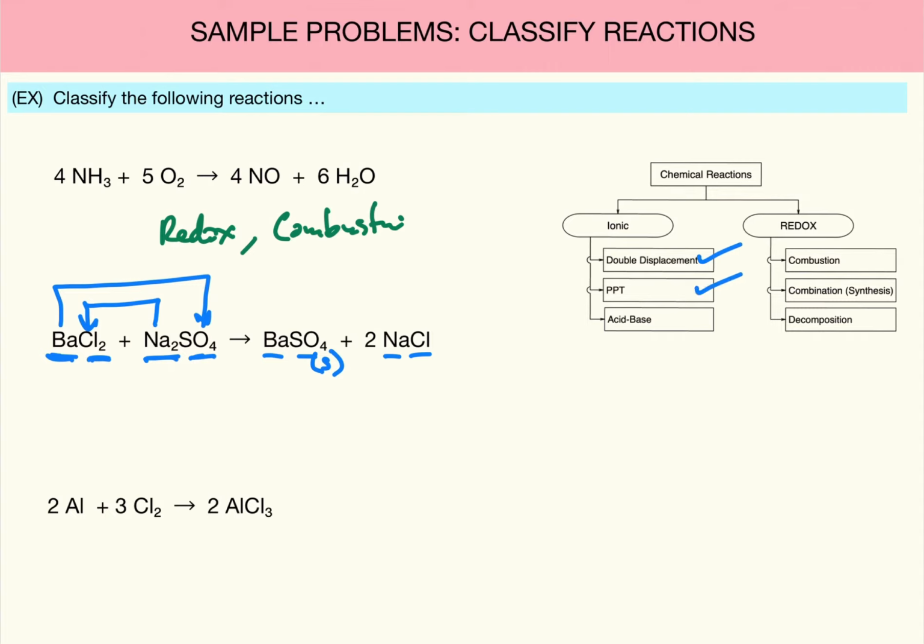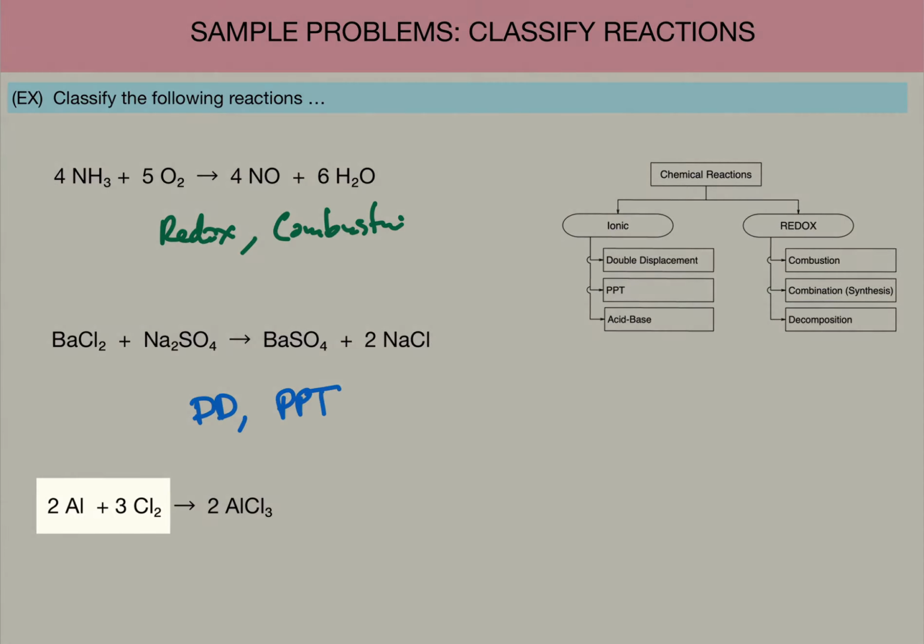precipitation reaction. Is it an acid base? No. Remember, an acid base is one in which a hydrogen ion, a proton, or a hydroxide ion is transferred, and I see none of those in this reaction. Therefore, my answer is I have a double displacement and I have a precipitation reaction.